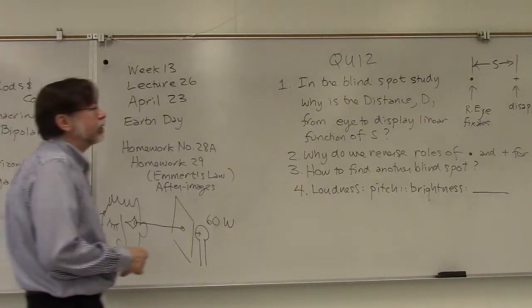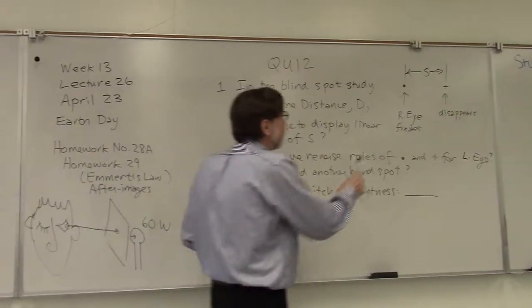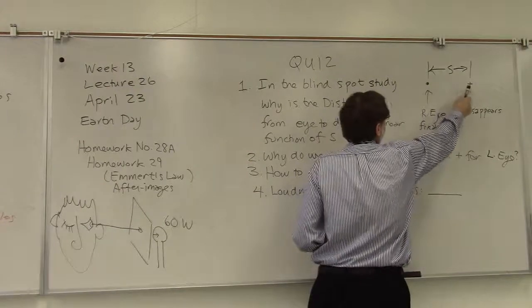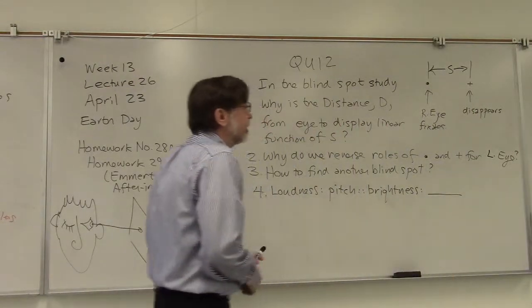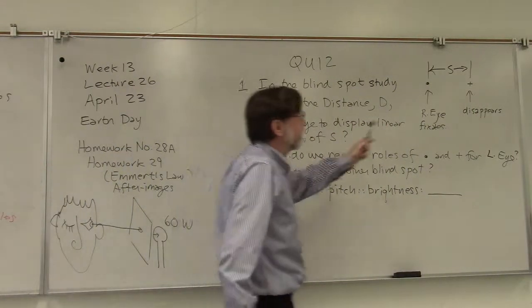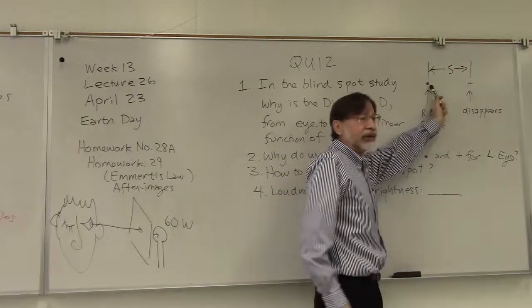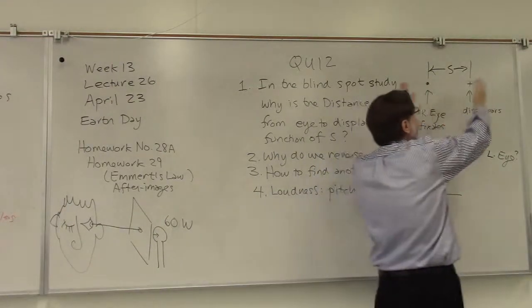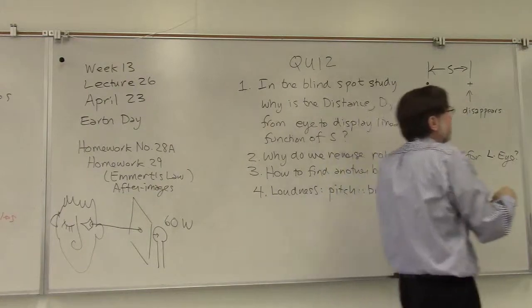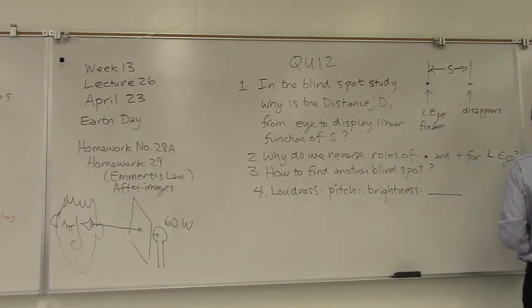In this study, you look with the right eye at the dot and the plus disappears, or you could look with the left eye at the plus and make the dot disappear, and as you vary S, you get a relationship that's going to look like this.